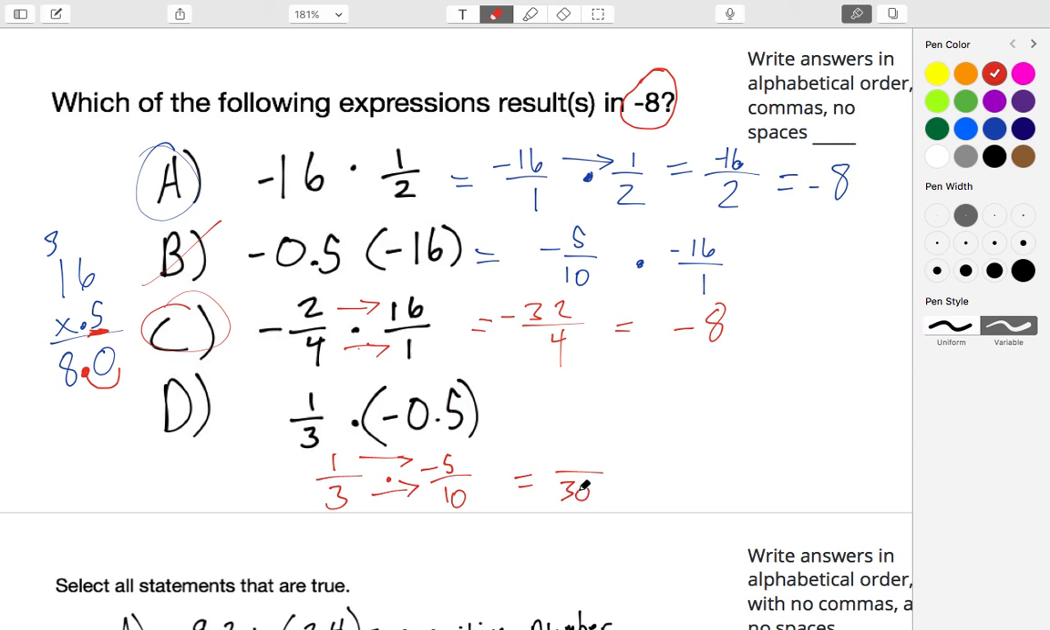Okay, 30 on the bottom. Very good. Does this look like it's even going to be close to negative 8? No, because it would have to be 30 over 30, or a negative 30 over 30, just to equal negative 1, right? So it's definitely not close to negative 8.